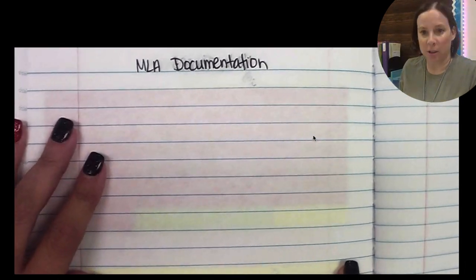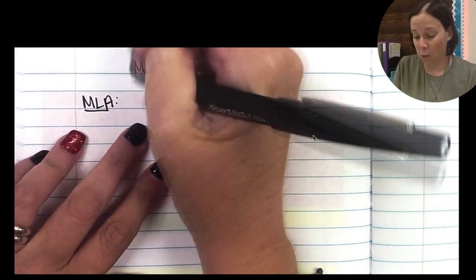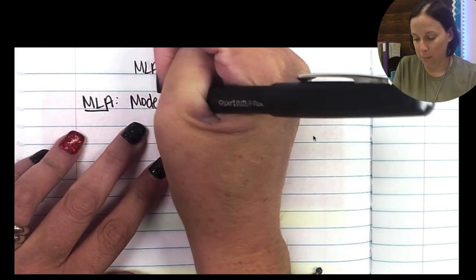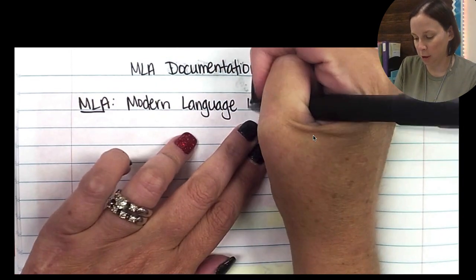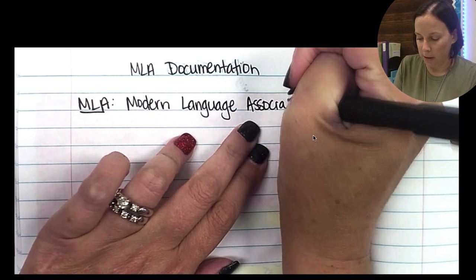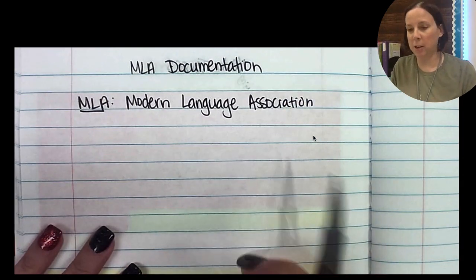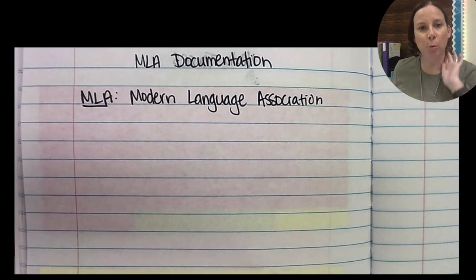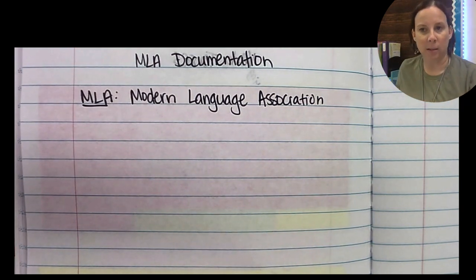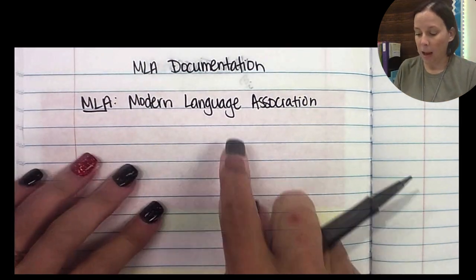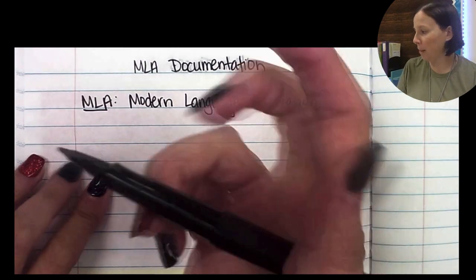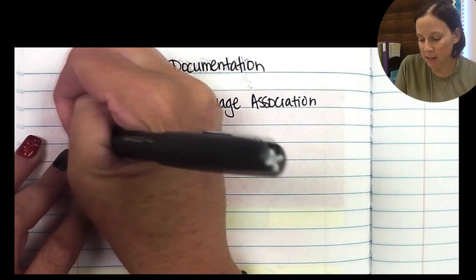So first thing that I want you to understand is what MLA means. MLA stands for Modern Language Association. Okay, so this is a group of people. It's an association that basically makes all the rules that people documenting English information need to follow, okay? And when it comes to MLA, when I'm talking about documentation, I mean citations.